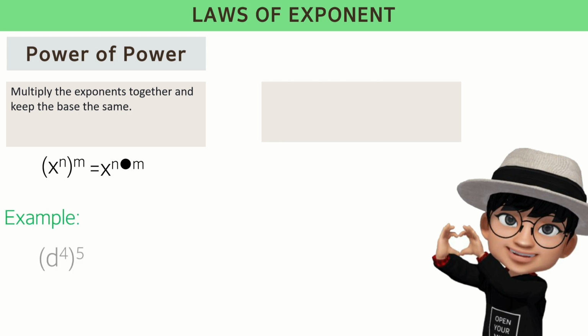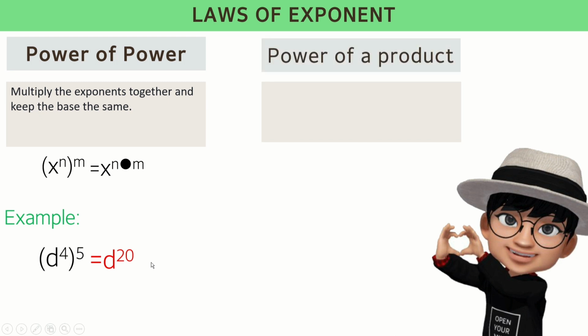So for example, we have d raised to 4 raised to another power 5. The answer here is d raised to 20. Since this is raised to another power, we will just simply multiply the exponent. So 4 times 5, the answer is 20.